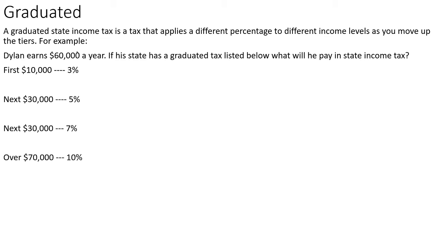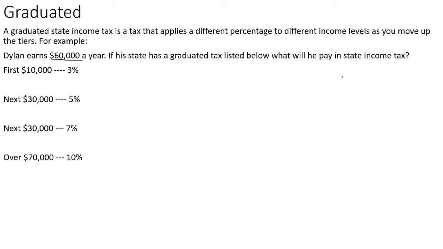So let's see what this graduated system does. Basically it's going to take how much you earn in the year and split it into categories. Think of these as buckets. You're going to take what you earn and fill the first bucket, and then take what's left and fill the second bucket, and then take what's left and fill the third, and take what's left and fill the last. Now you might not make it to the last, but you're going to fill up each bucket as you go along.